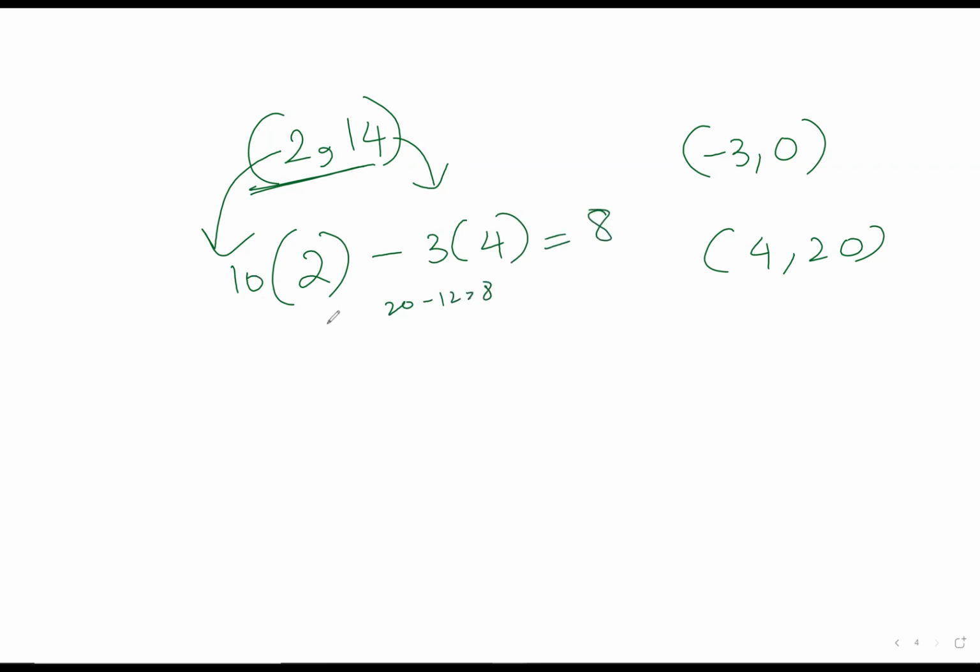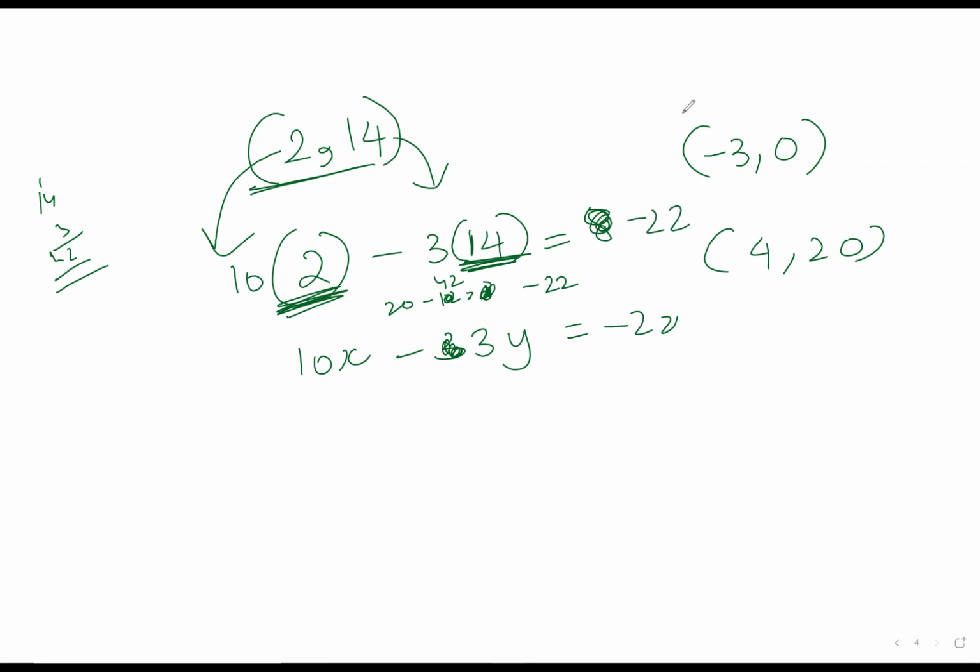So let's try this. 10x, because 2 is x, minus 3y. I'm sorry, I made a mistake. What is 14 threes? Yeah, 42. So 20 minus 42 is equal to negative 22. So 10x minus 3y is equal to negative 22.